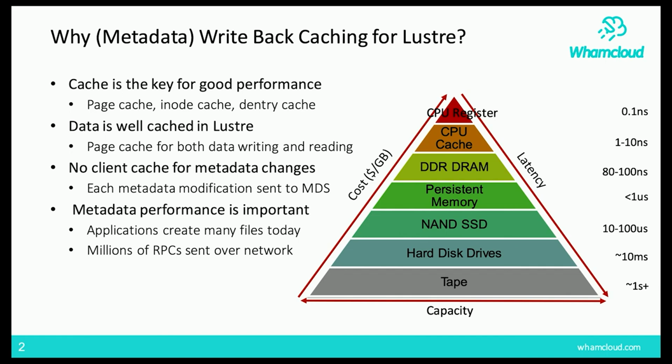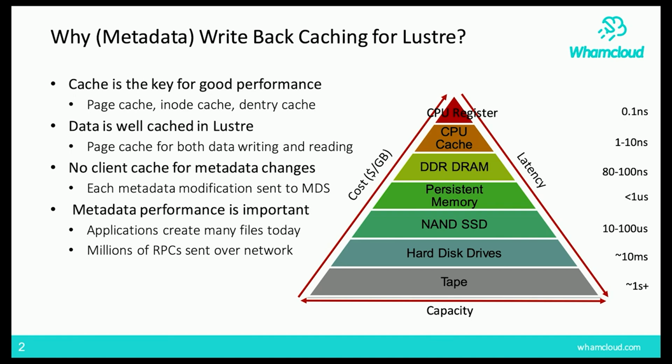So the data is well cached in Lustre. We have page cache, and everything goes through that. Thanks to Lustre's Linux kernel implementations. But the metadata isn't as well supported for that. Like the reads are okay, but everything that does modifications has to be sent to MDS. That's a synchronous RPC, and that gets bogged down in network latency and things like that.